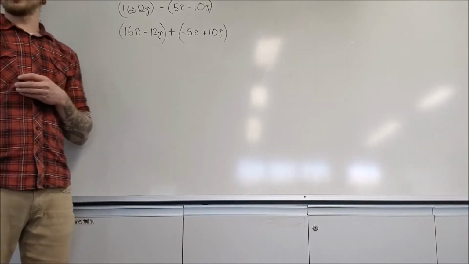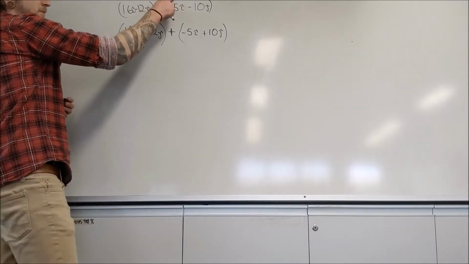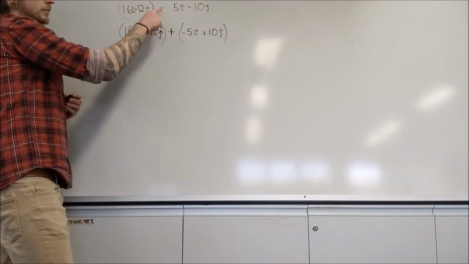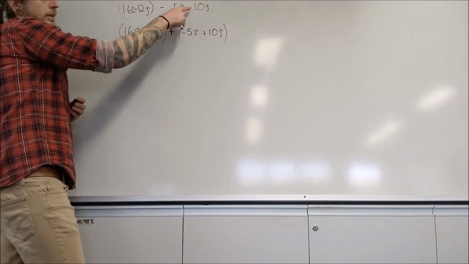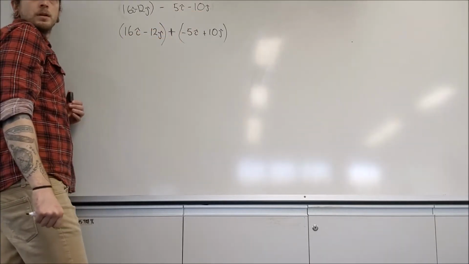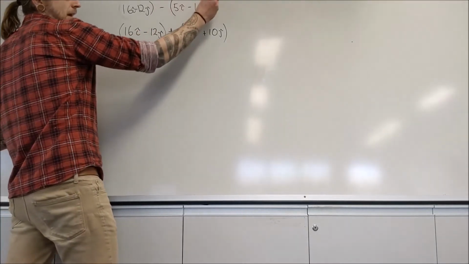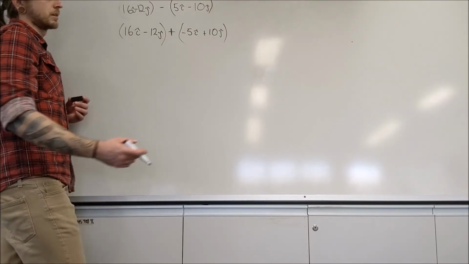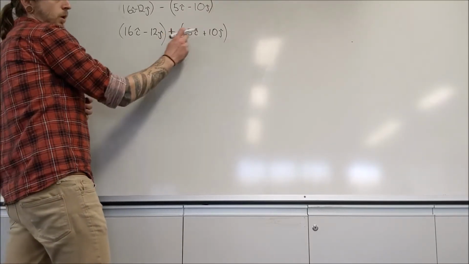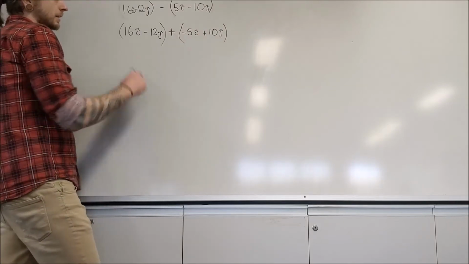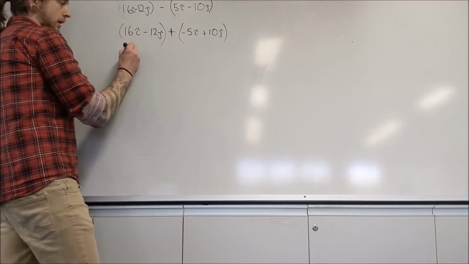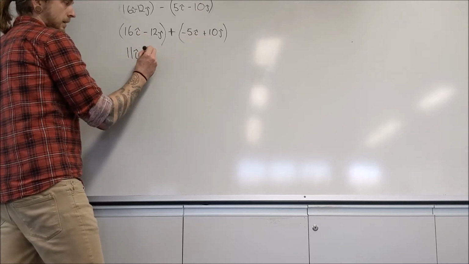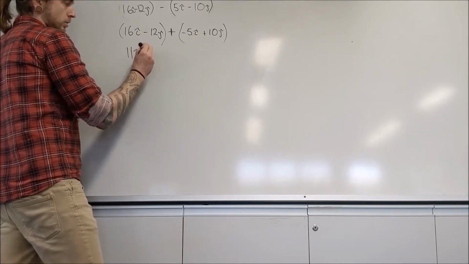The main reason that we're doing this one is that if I drop these brackets, a lot of you would probably have subtracted the 5, and then you would have subtracted 10. Because you forget that that negative applies to the entire vector, both the i and the j components. So that's the main reason we do a plus and swap them here, just so that you don't make that mistake. 16 minus 5 is 11i. Negative 12 plus 10 is negative 2.